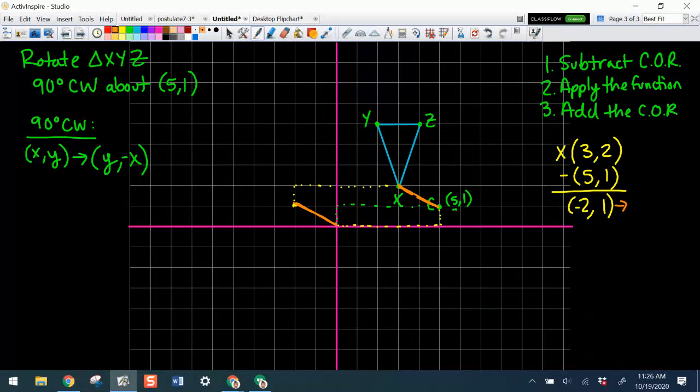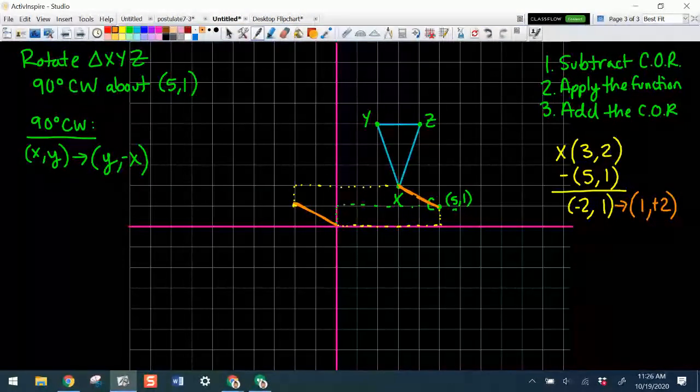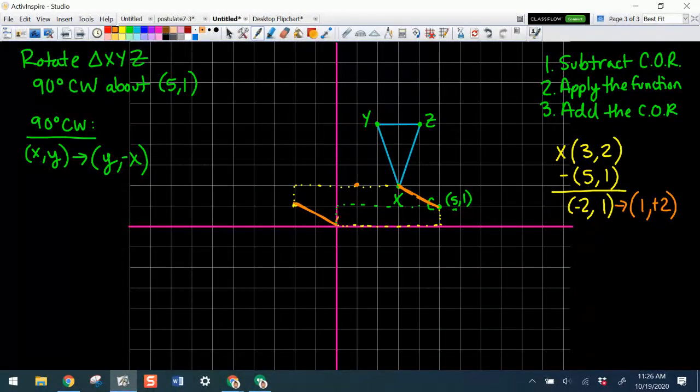So now to apply the function, you swap x and y. So 1 will go here, -2 will go here. Then you change the sign of the second number. So it'd be (1, 2). So we have just rotated this point here to (1, 2), which would be here. So there's that 90 degree rotation, right?